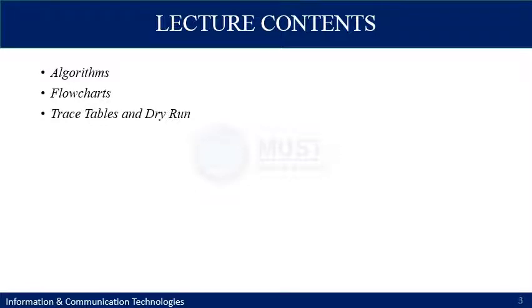So these are the lecture contents. We will start by looking at the definition and representation of algorithms, which are a useful way to represent a sequence of steps to execute a task in computer systems. Programs can also be represented graphically by means of flowcharts, which are also part of the discussion for this lecture. And finally, we will discuss trace tables and dry running your code to check the correctness of your program.